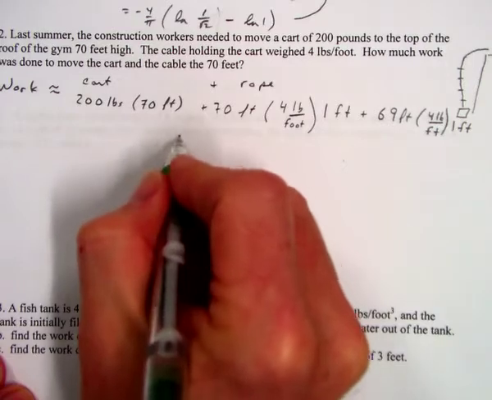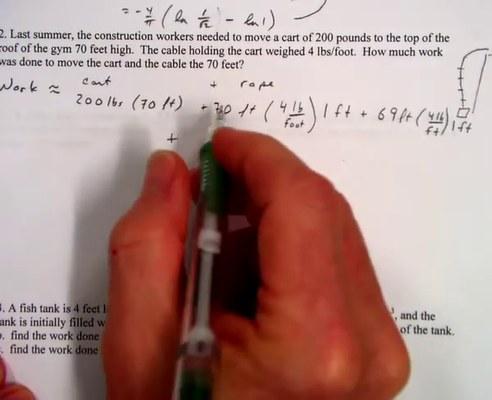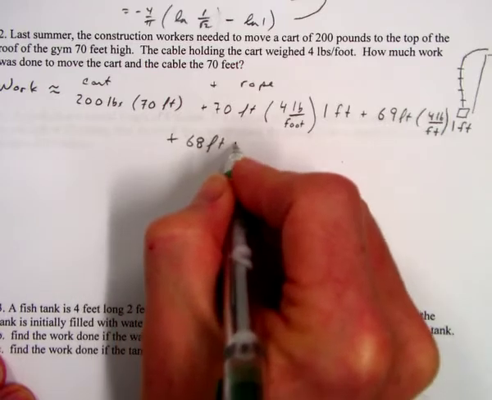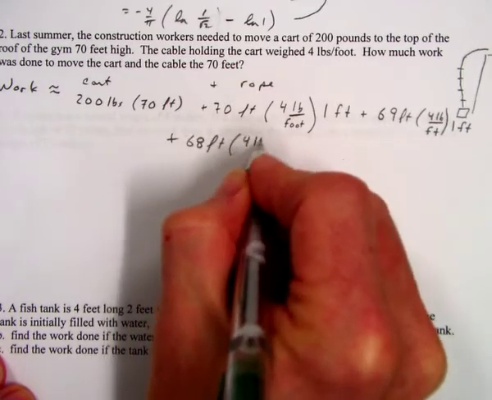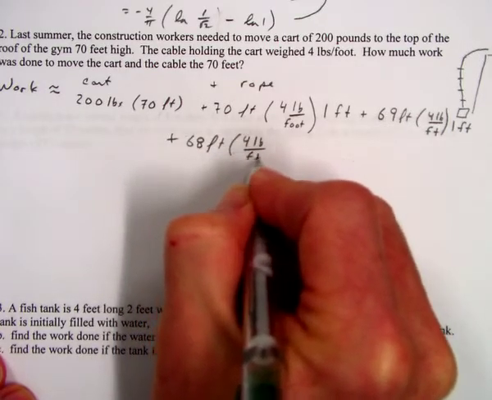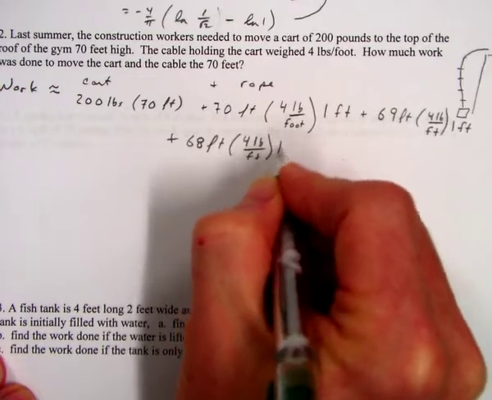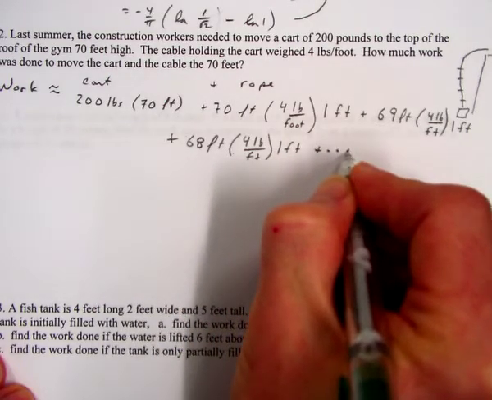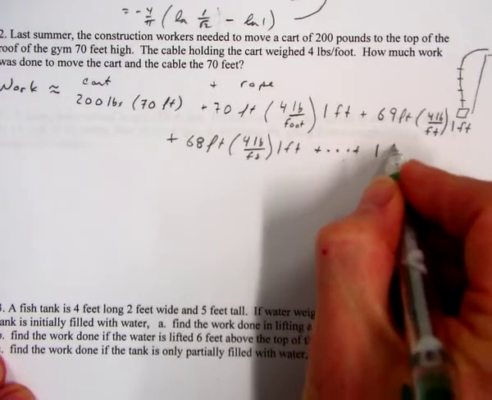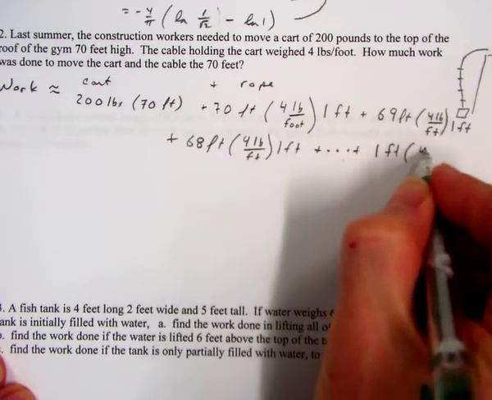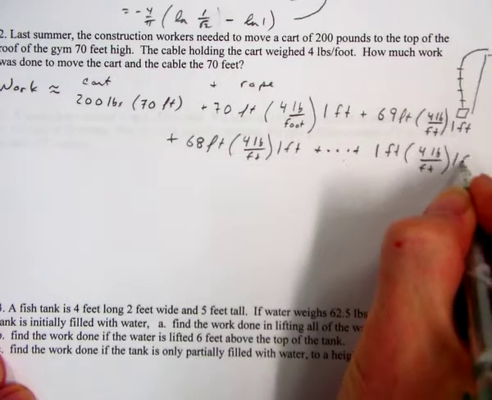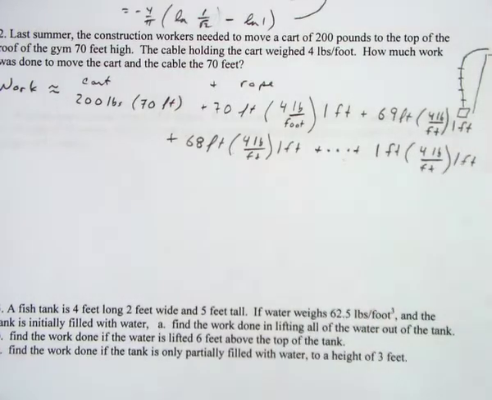We need to keep on going. I'll leave that just to separate that out. Plus, we have 68 feet of rope. That'll be 4 pounds per foot times that 1 foot section. Plus, you can see where this is going. We keep on going until we get down to that last foot, and we have 4 pounds per foot, and it's just 1 foot there. So right now, that's an approximation for our work.